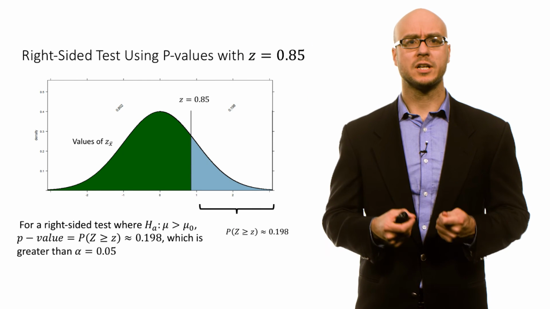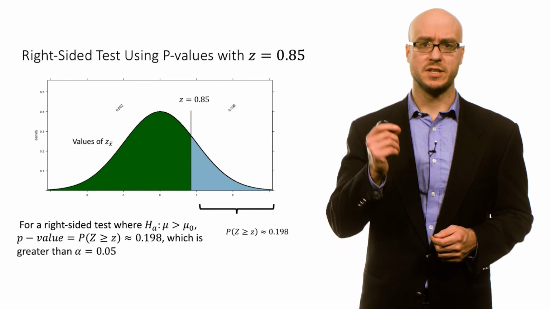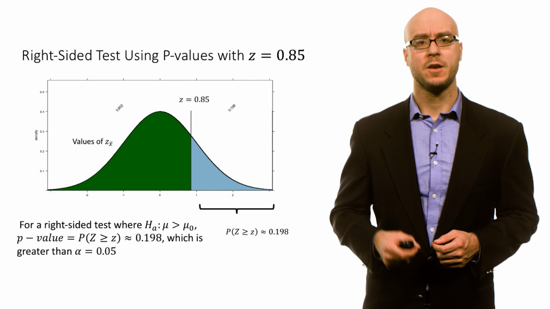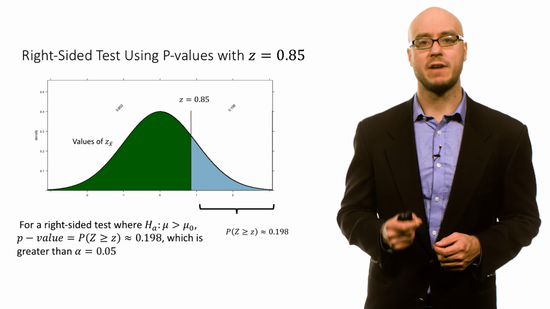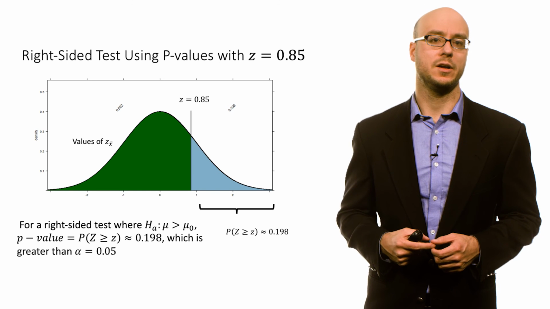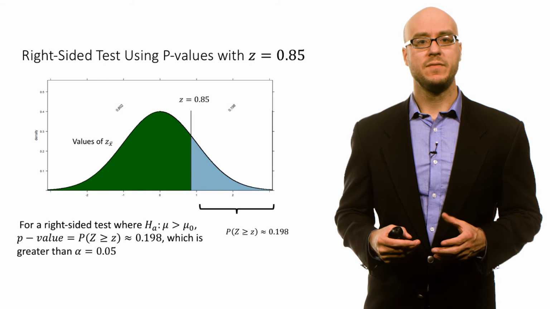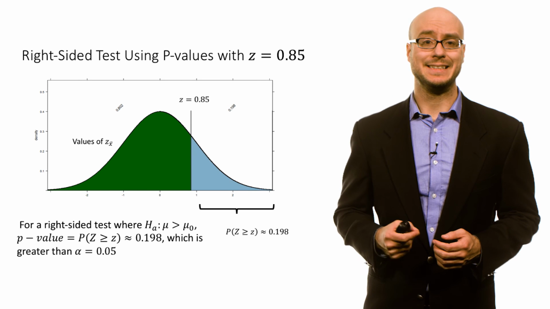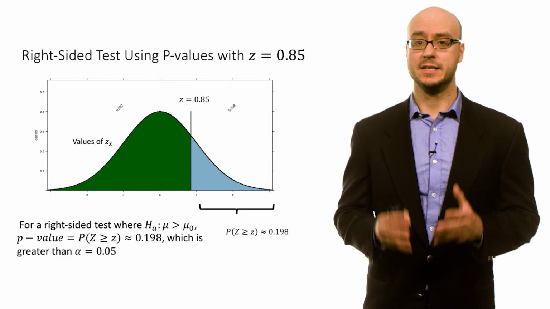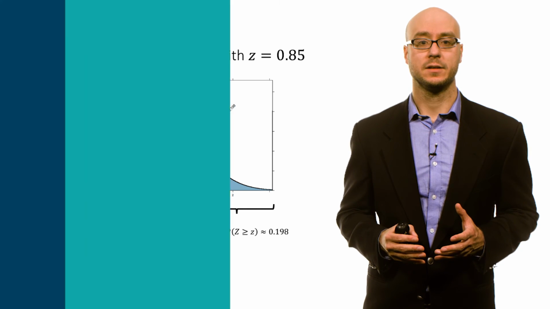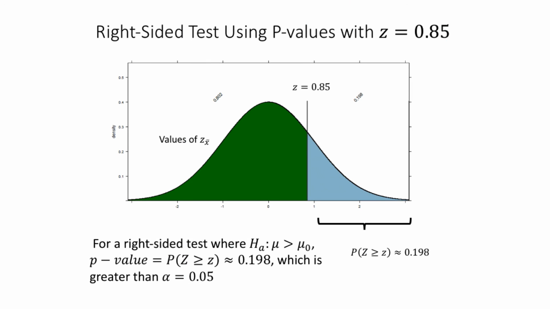We could also conduct a right-sided test using this particular z-test statistic. For a right-sided test, where the alternative is that the population mean is greater than the claimed value under the null hypothesis, the p-value is simply the probability of obtaining a z-test statistic greater than or equal to the one we observed. That probability is simply 0.198. This is again greater than alpha of 0.05. So for a right-sided test, we would again fail to reject the null hypothesis.